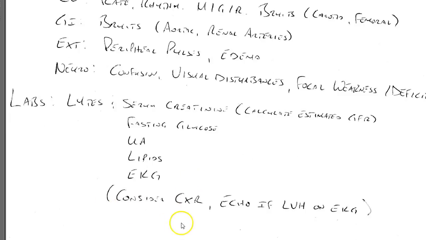Also consider chest x-ray. This used to be a must-do. Now it's more of a consideration. I typically still do it because one of the common abnormalities that you find on somebody that has uncontrolled hypertension, that you'll see represented on your EKG, is LVH, which is left ventricular hypertrophy.